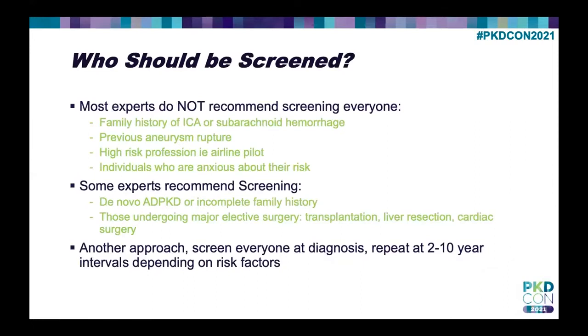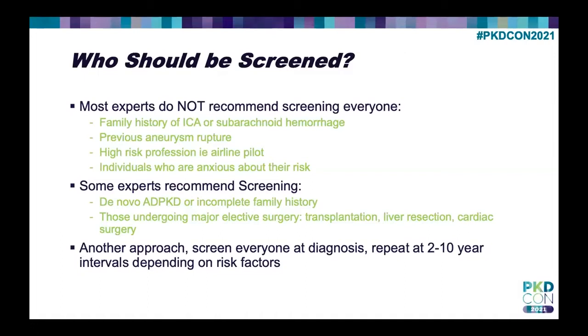So the main question: who should be screened for an aneurysm? There's a little bit of debate, but I think most experts do not recommend screening everyone. So who do we screen? Those people who have a family history of someone else in their family with an intracranial aneurysm or a bleed. So as you saw in that table, those are the people who are really at increased risk.